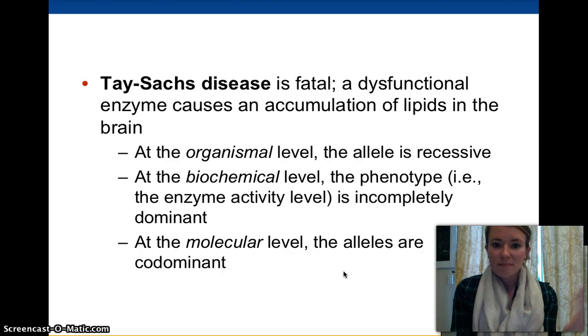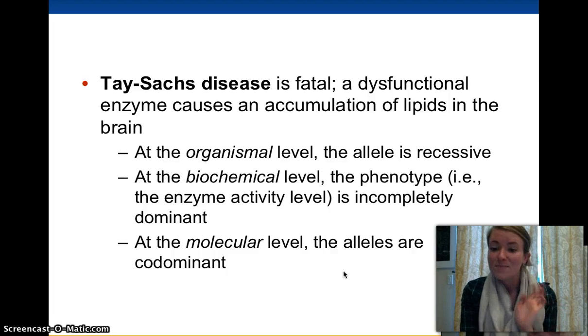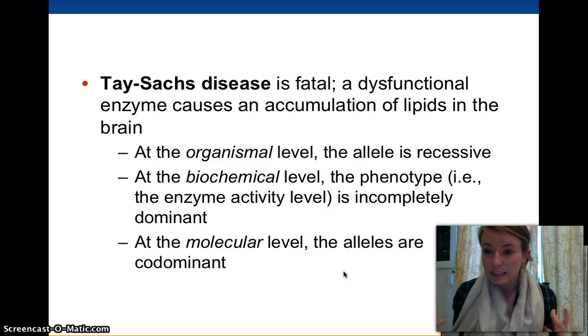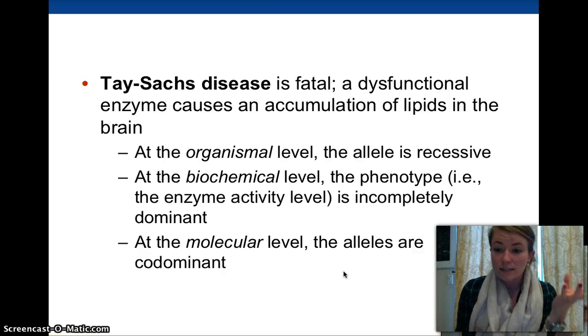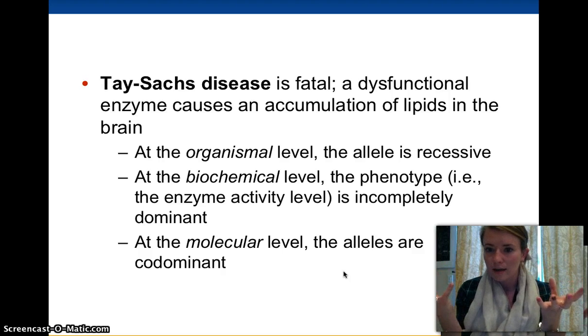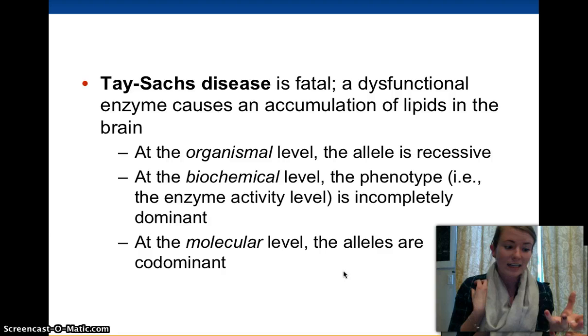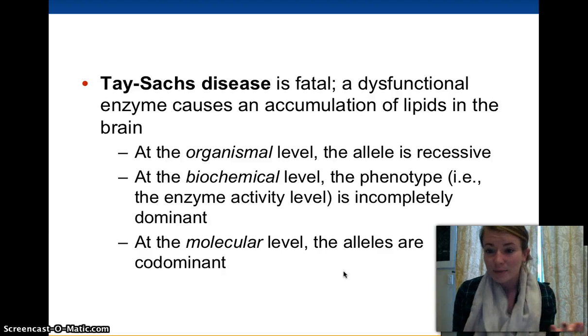Okay? So at the biochemical level, so looking at the actual enzyme, the phenotype is incompletely dominant. That means that the one that works is working, the one that does not work is not working. The one that works is not covering up the one that doesn't work. It's still not working. But the one that does work is doing so much work at breaking down the lipids that you're okay.